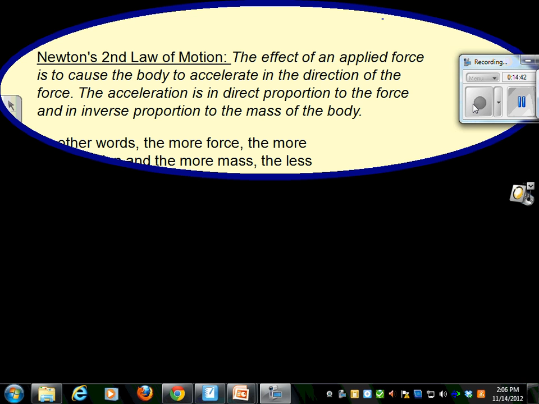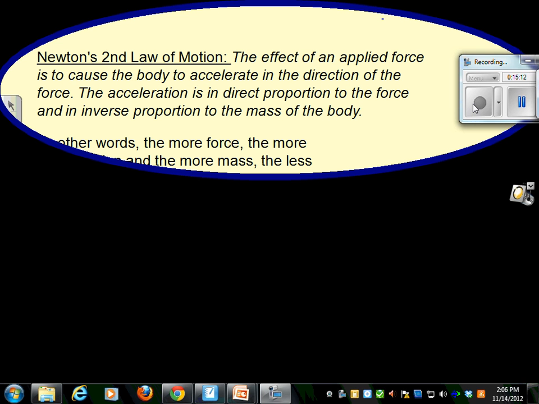So, the effect of an applied force is to cause the body to accelerate in the direction of the force. In other words, the force and the acceleration are in the same direction. The acceleration is in direct proportion to the force.